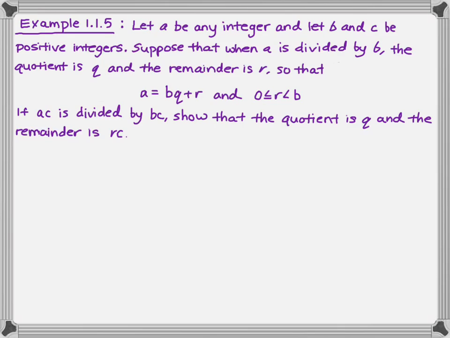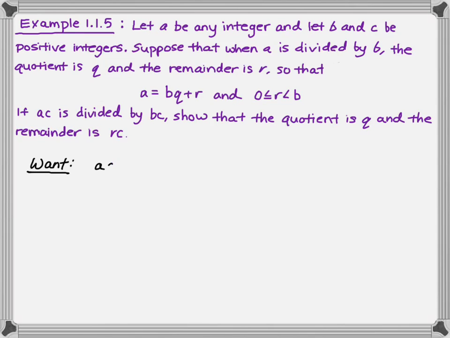What we want to know is what happens when AC is divided by BC. In particular, we want to show that the quotient when AC is divided by BC is Q, and that we get a remainder of RC. So if we use the division algorithm, let's write down explicitly what it is that we want so that we understand what we're working towards.